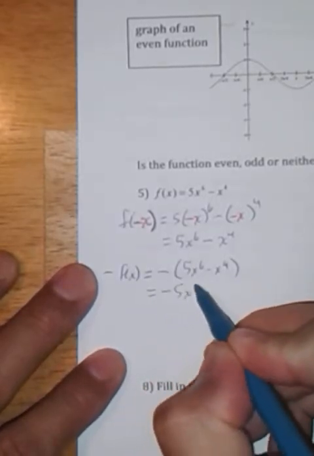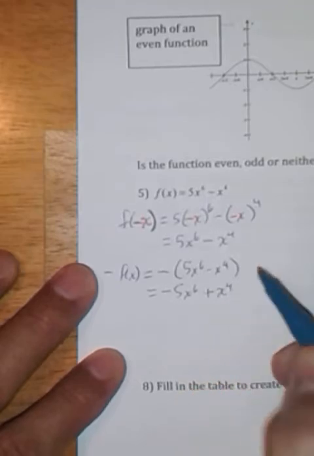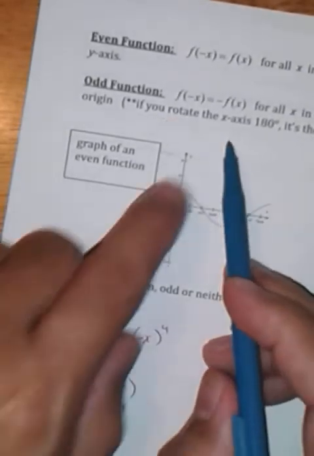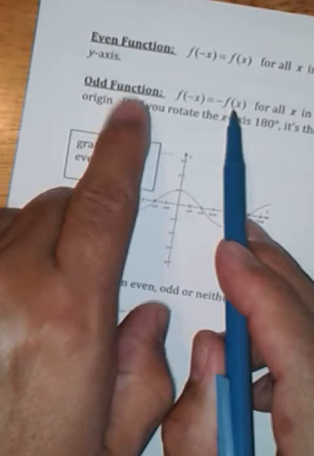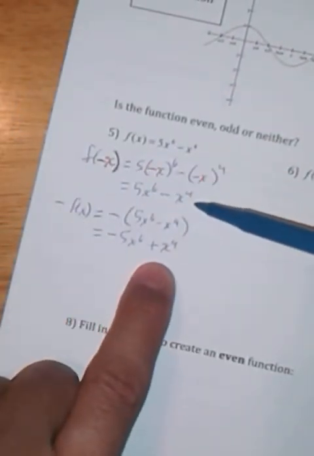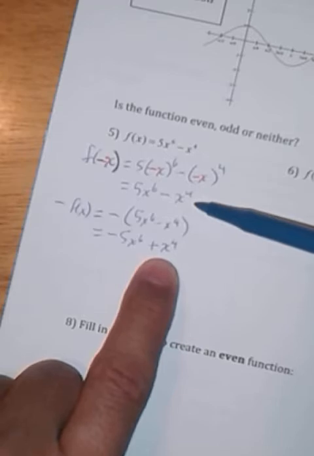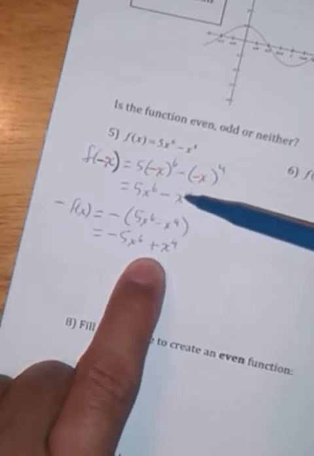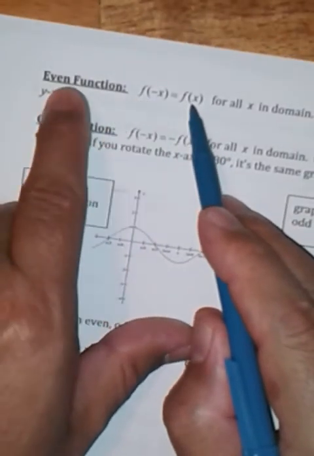This will be negative 5x to the 6th plus x to the 4th. Okay, so if these two are equal, then the function is odd. So there's these two, right? f of negative x, negative f of x. They're not the same, right? In fact, one of them has a negative x to the 4th, the other one has a positive x to the 4th. If these two are equal, then it's an even function.